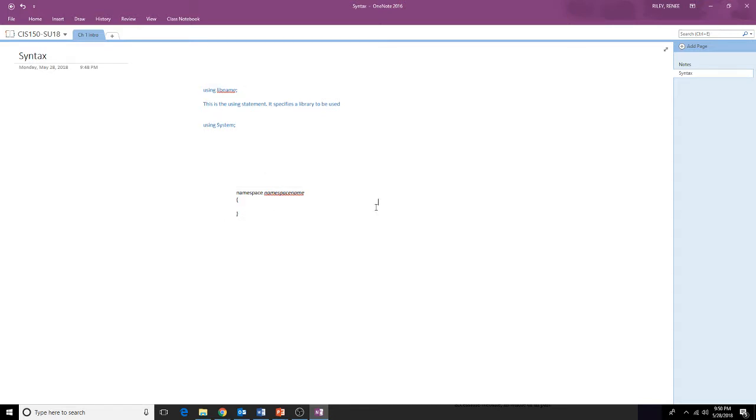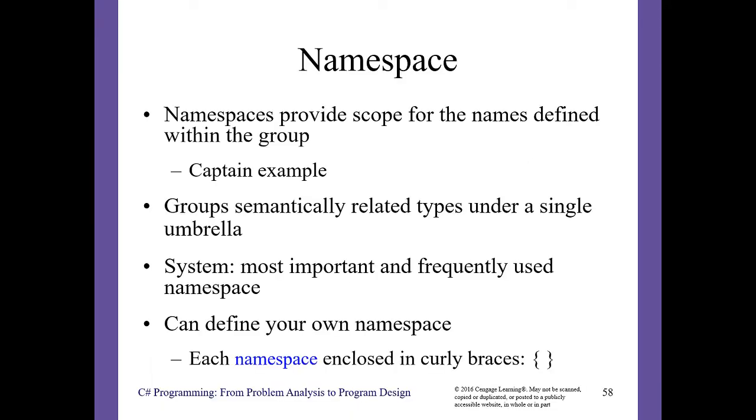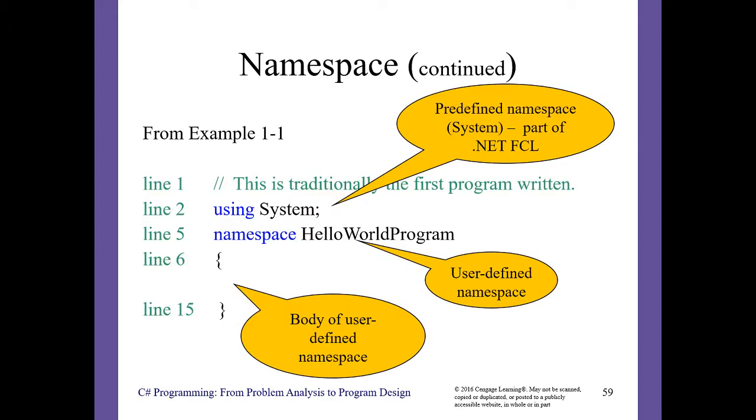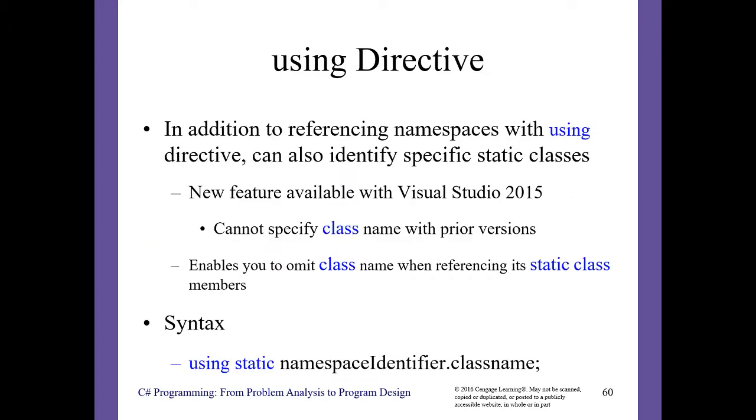Now that's going to give me my namespace syntax, which is outside of all of my code, so very important. If you notice, the namespace started with the keyword namespace, and then we gave it a name, and then there was an opening curly brace, and at the end of the whole namespace was a closing. So in this example, our namespace name is Hello World Program. And then within our opening and closing curly braces will be the code that we're going to add, the body of the namespace. Now the next piece that we need to add is the class.